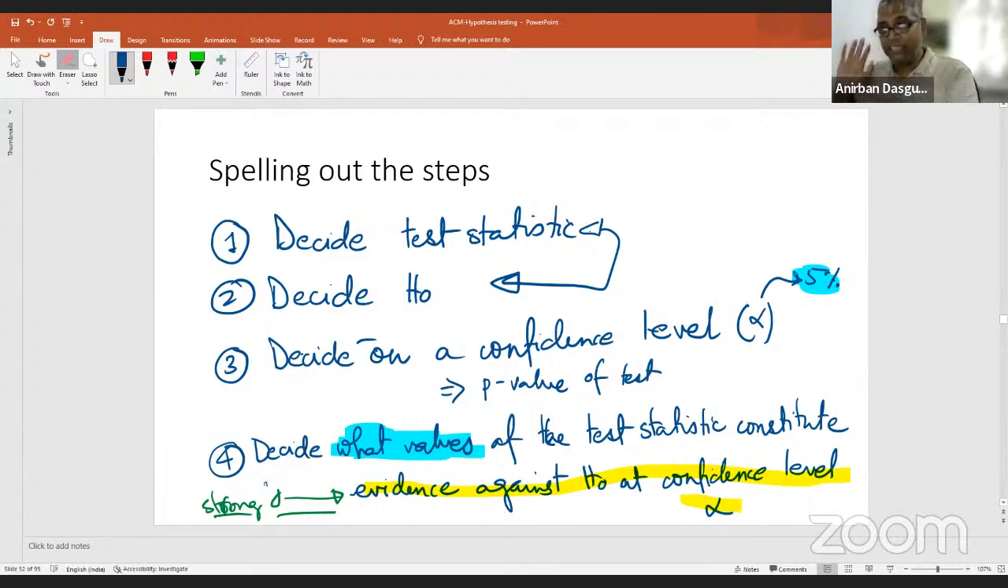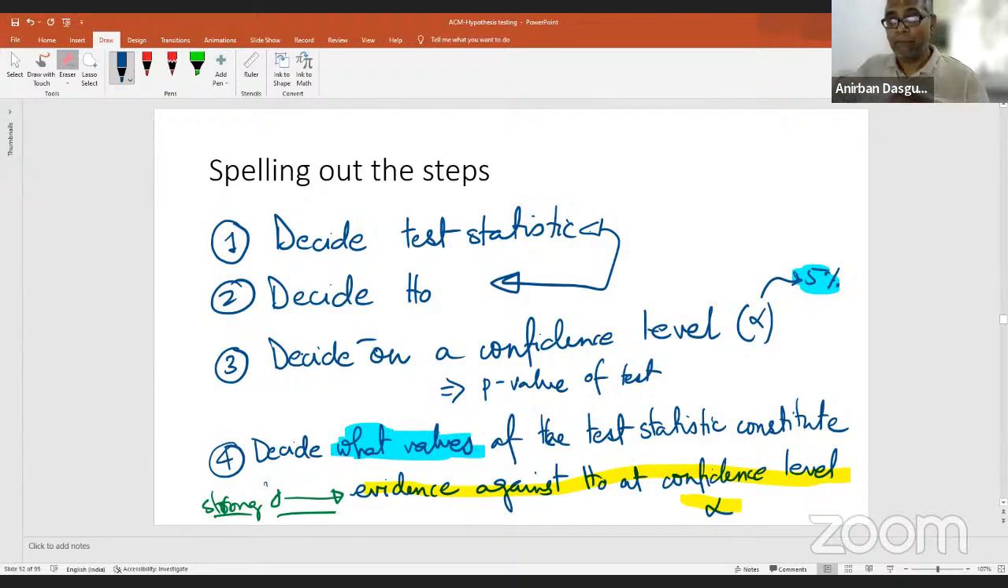Decide what the test statistic is. Decide X0. Decide on a confidence level a priori. You should not be deciding on the confidence level later. Decide on a confidence level a priori at 5%. Basically, what that says is that if the data that I'm seeing is at most 5% likely under the null hypothesis, then I will reject the null hypothesis. You have to decide that a priori.